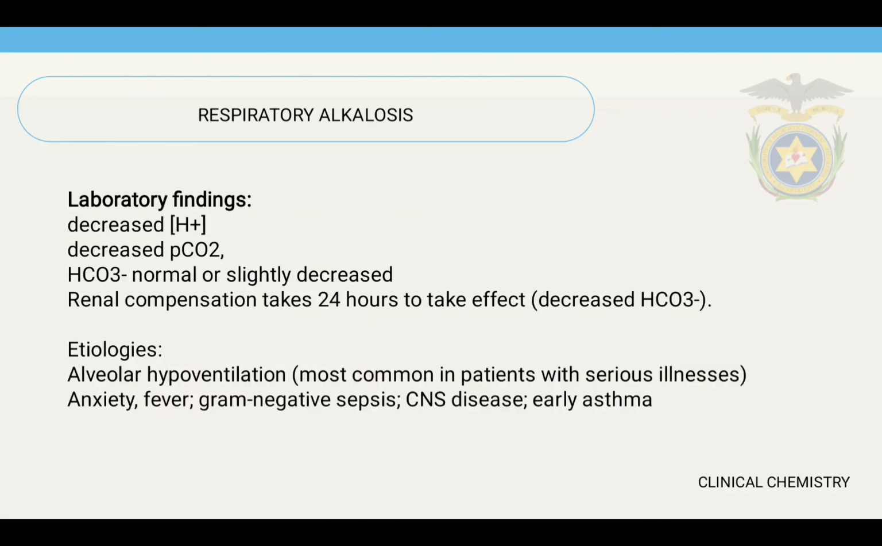For your respiratory alkalosis, possible laboratory findings include a decreased hydrogen concentration, decreased PCO2, with the bicarbonate normal or slightly decreased. Again, renal compensation takes around 24 hours to take effect, decreasing your bicarbonate. For the etiologies, alveolar hyperventilation is the most common cause in patients with serious illnesses. However, anxiety, fever, sepsis, and early asthma may also cause respiratory alkalosis.